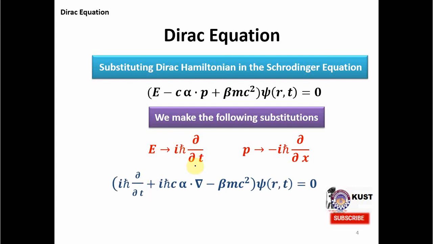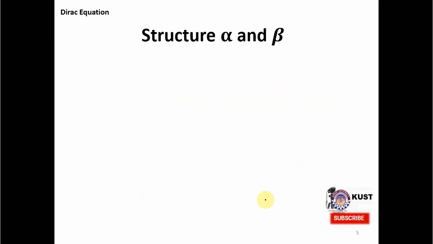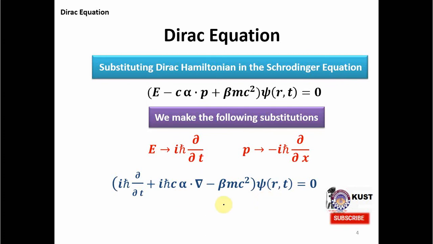So if you substitute and replace this E and p with these derivatives, what you will get is i h bar del by del t, equals minus i h bar c alpha dot del, and this del is because the derivatives with respect to y and z components are also involved, plus beta mc square psi of r and t. So this equation is the Dirac equation. We call it the Dirac equation, and you can see now here that we have two things to be determined, that is alpha and beta, and the rest is clear.